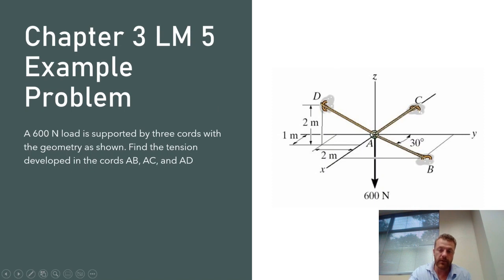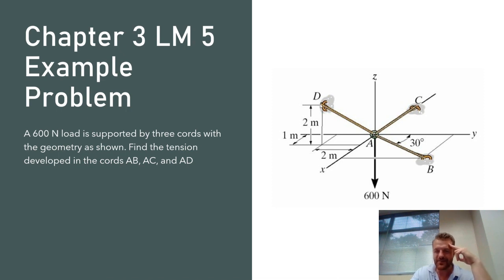If we know that this force acts along this cable, if we can find the actual coordinates of point D, and we know the coordinates of A again are just the origin, that's the way that we've made the choice, we can write a unit vector that is directed along that direction. So all that we have to do is find out the coordinates of point D.